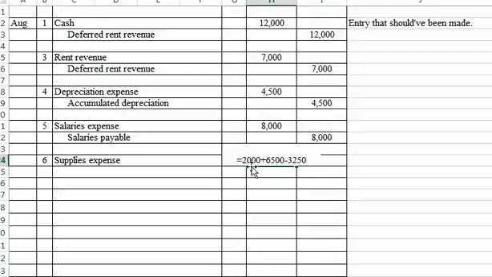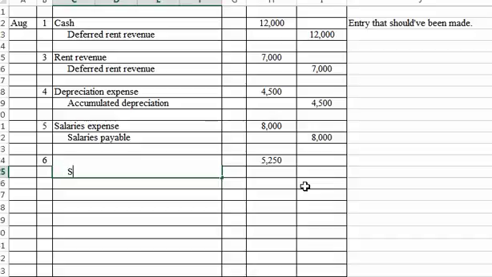Our beginning balance, $2,000, plus what we purchased is $8,500. That's the most we could have possibly used on supplies during the year. The amount of supplies used during the year would be our debit to supplies expense. But we want to subtract out what's left in the asset account, $3,250. So that gives us $5,250, the cost of supplies used during the year. That's a debit to supplies expense to increase its balance, and a credit to the asset account supplies to decrease its balance.